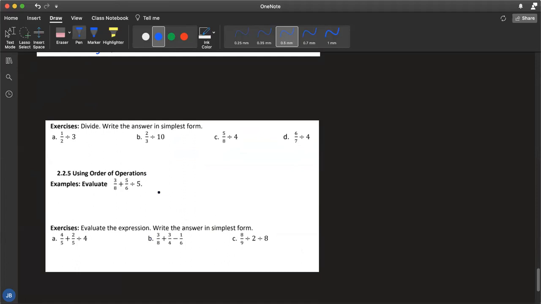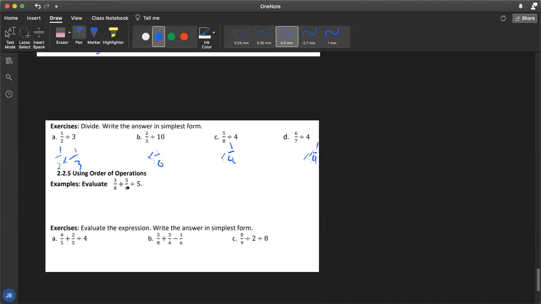And so you guys know how to do these now, right? So 1/2 divided by 3 times 1/3, 2/3 times 1 over 10. This one would be 5/8 times 1 over 4. And this one's the same, 6 over 7 times 1 over 4.